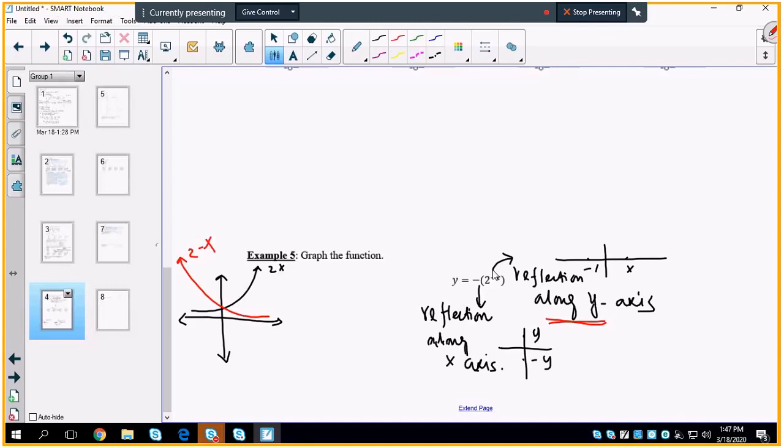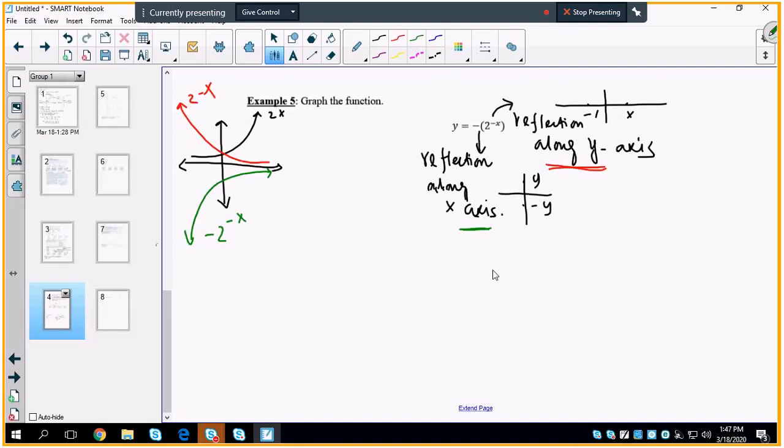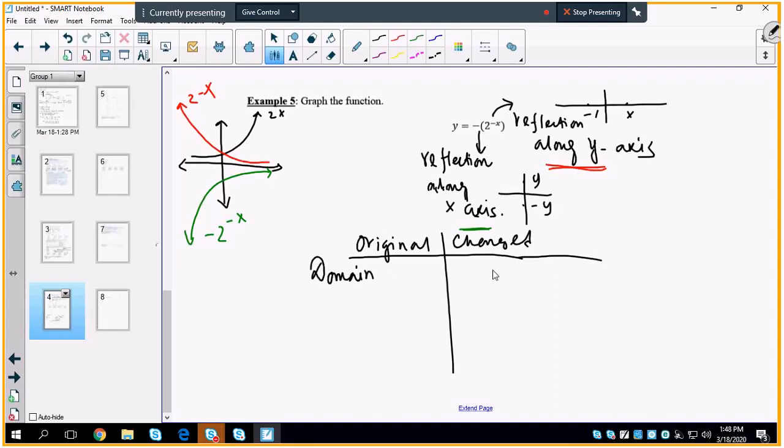And then you reflect this graph along the x-axis. So you get a picture like this. This is negative 2 to the power negative x. And see, I'm going to do the domain game one more time. So again, if you just forget about the graph that we have drawn, think about the original domain versus the changed domain. And think about the changes.